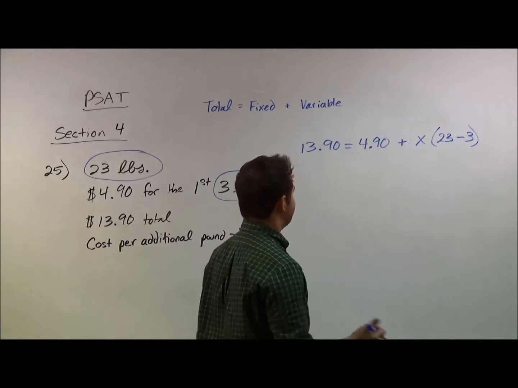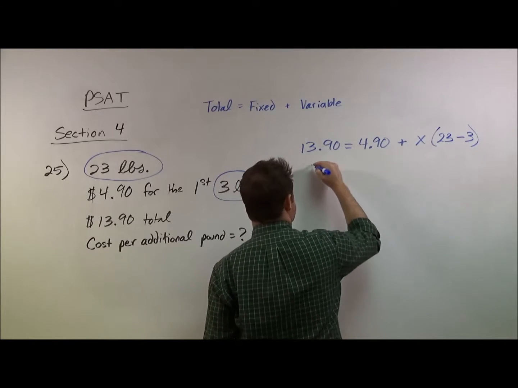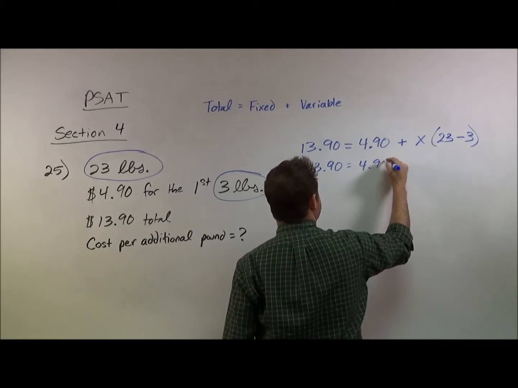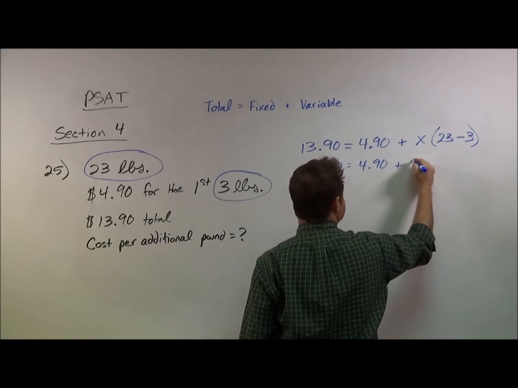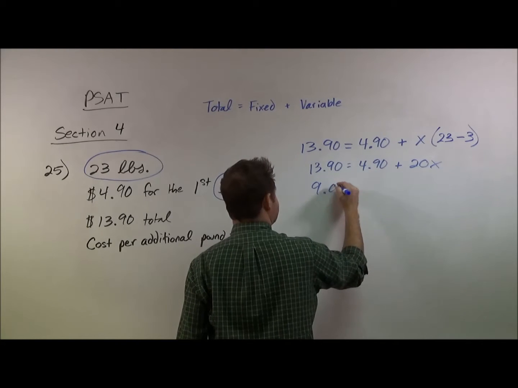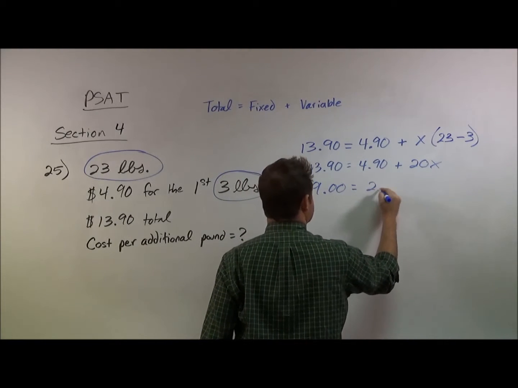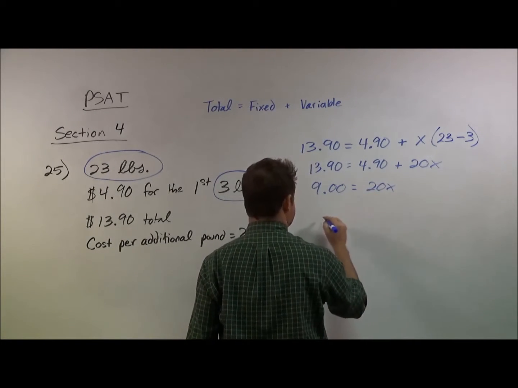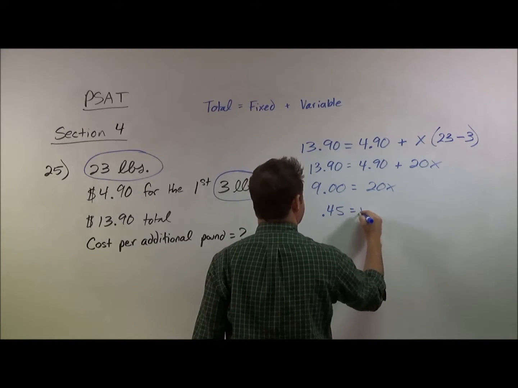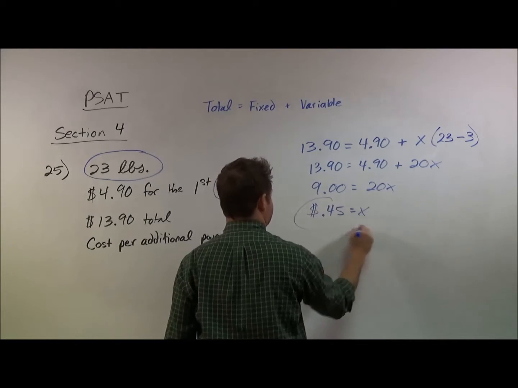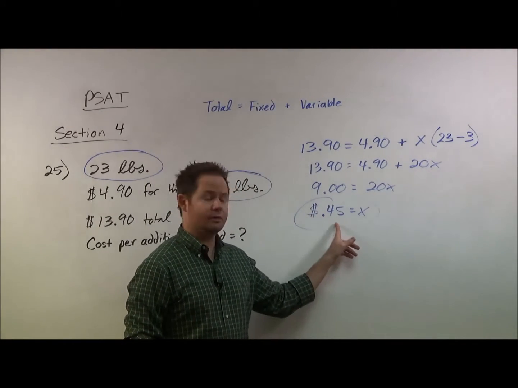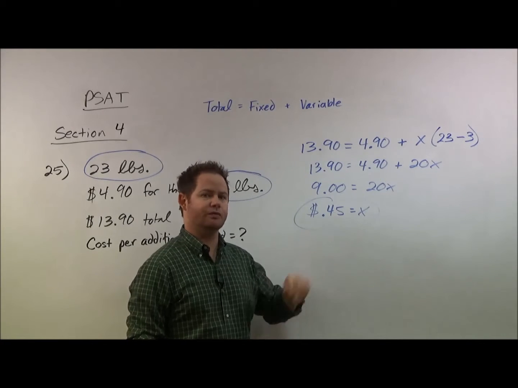And then when we go to solve, we can simplify and solve with a little algebra. $13.90 is equal to $4.90 plus 20x, subtract $4.90. Gives you $9 is equal to 20x. Divide both sides by 20, and this comes out to be 0.45 is equal to x. I'll add in that dollar sign since that's what we're talking about here. The cost per additional pound will be 45 cents or $0.45.